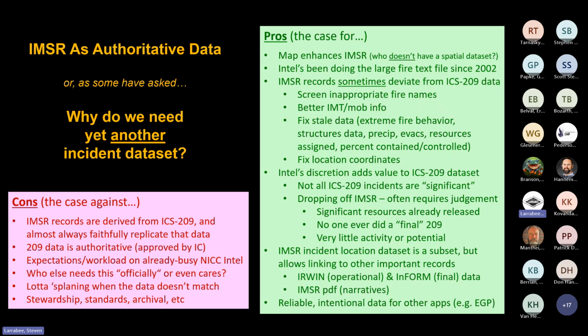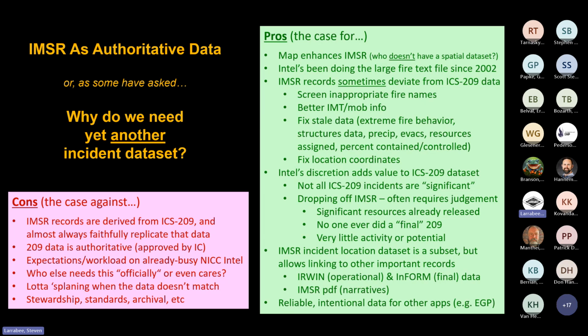So first of all, in the modern era, we really wanted a spatial component to continue, at least after RSAC, GTAC, or GO, as they're called now, discontinued that kind of limited map that they had. Intel's been doing the large fire text file every day since 2002. It just really wasn't officially official. And then importantly, sometimes the IMSR doesn't match what's on the 209. So people name fires after things that are inappropriate or have a brand name in them or a person's name in them.